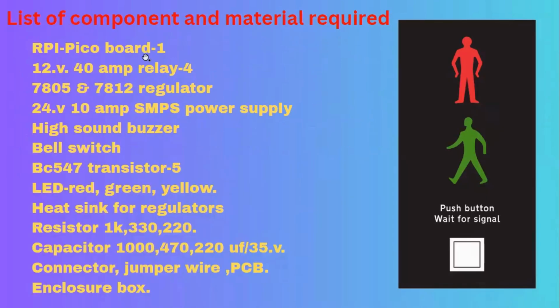So what are the components we have used, before going to the lab? I've used one Raspberry Pi Pico board, four 12 volt, 40 amp relays, because this is a real-time project. Two regulators, 7805 and 7812, and a 10 amp, 24 volt output power supply, that is an SMPS power supply. There is a buzzer, a bell switch, a few transistors, LEDs, heat sinks for the regulators, and capacitors, resistors, jumper wires, and a PCB. These are the things we have used.